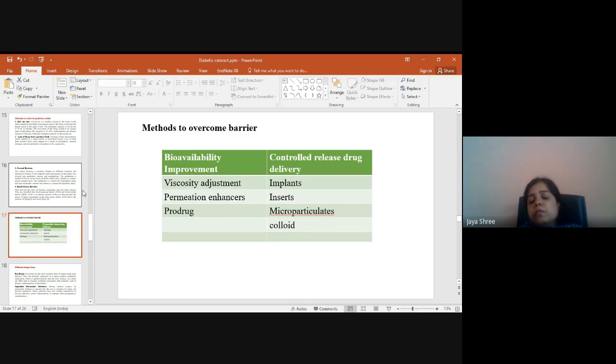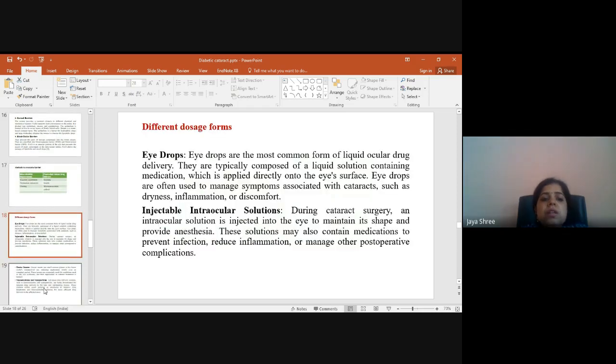But there are so many methods to overcome these barriers. One can improve the bioavailability by adjusting the viscosity of the drugs, the permeation enhancer can also be included, and the prodrug can also be used. And novel drug delivery systems are there, like implants, inserts, microparticulates, and colloids. So despite all these barriers, we can formulate so many dosage forms.